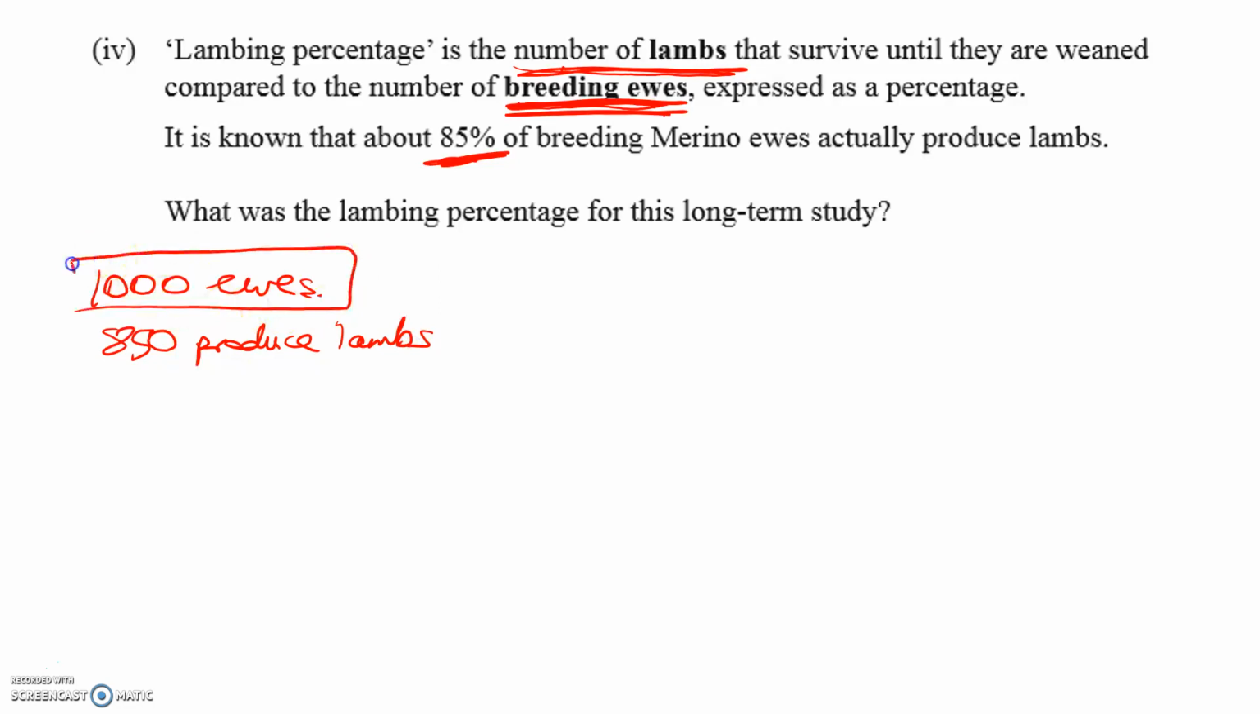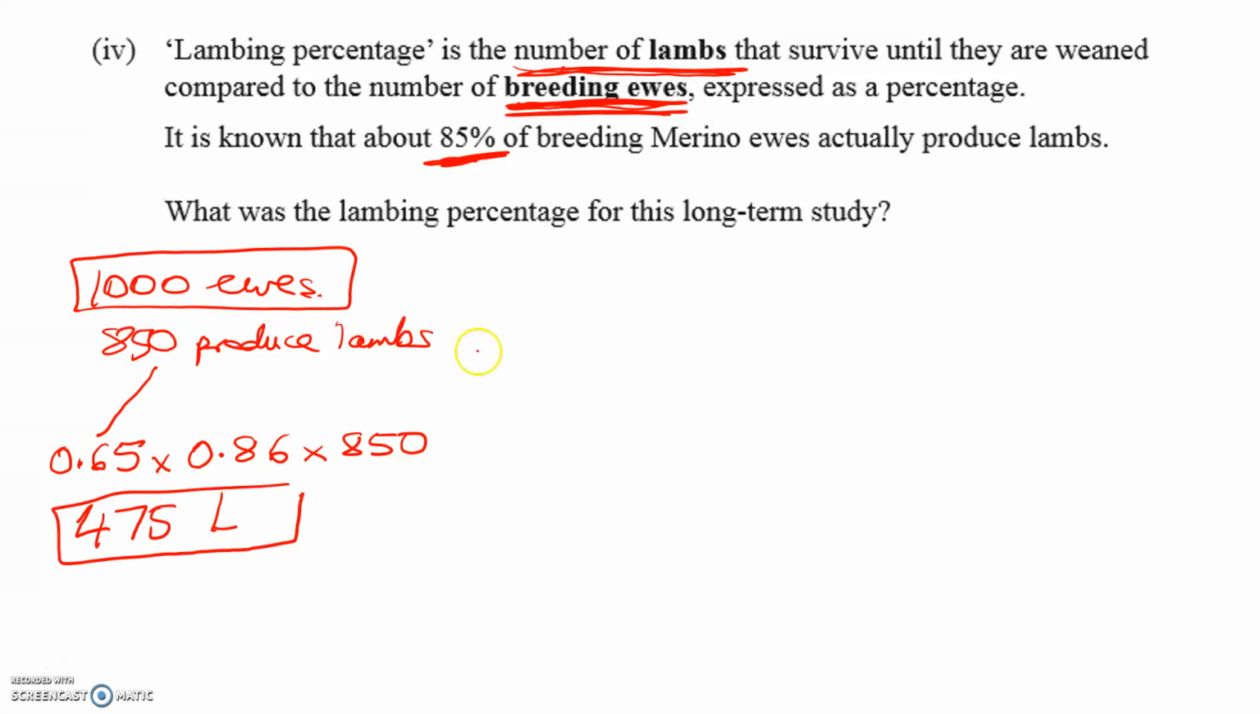right? So the 1,000 ewes is going to be on the bottom of my fraction. Now, how many have singles? Well, 65% of those produce lambs, and 86% of those lambs survive. So that gives me 475 lambs there.